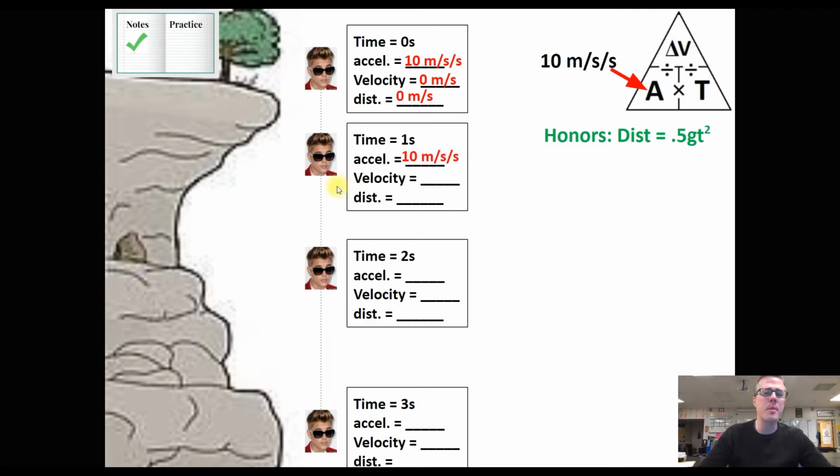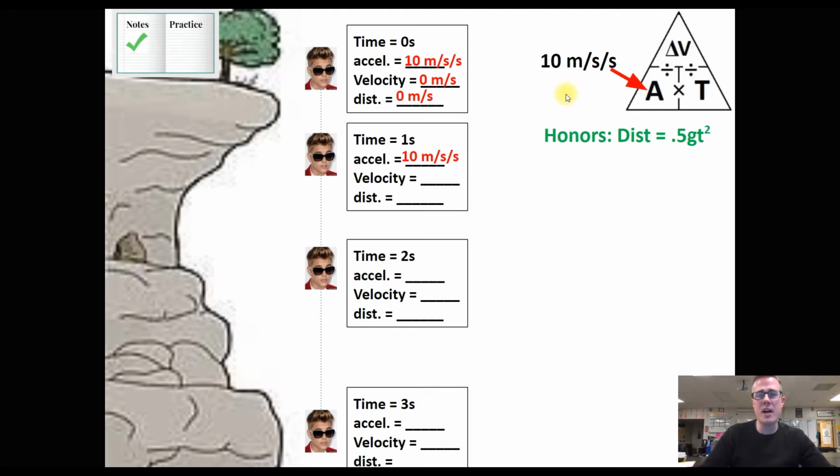And if you said that, good job. 10 meters per second because he's still on Earth. For velocity though, now that he's been falling for a whole second, we have to figure out how fast he's going. We can go the long way, we can use the equation and figure out what his change in velocity was and plug in the numbers. But if you understand what acceleration is, it actually is a little bit easier.